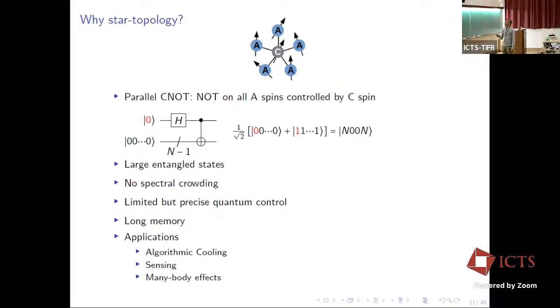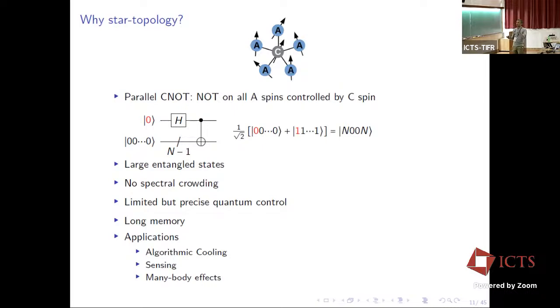And here there are n spins in zero state and zero spins in one state, plus zero spins in zero state and n spins in one state. That is why it is called the NOON state. So that's the nomenclature.